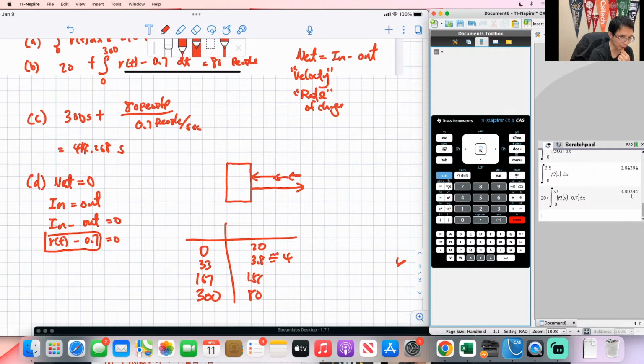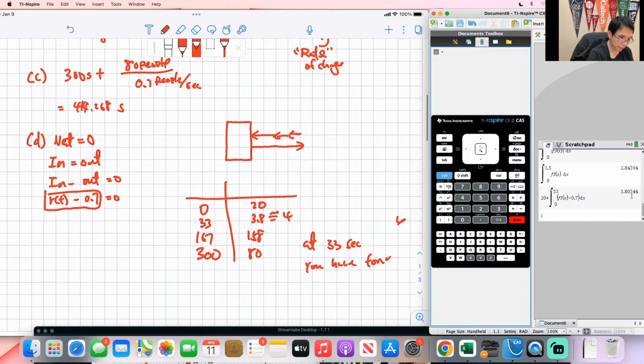167, I think, is going to get 158, if you do integral between 0 to 167. So you can say at 33 seconds, you have 4 people in the line, 4 people at the escalator, which is the minimum. Okay, so that's how you get all the marbles here. You can get all 9 points here. Very difficult question, especially the last part.